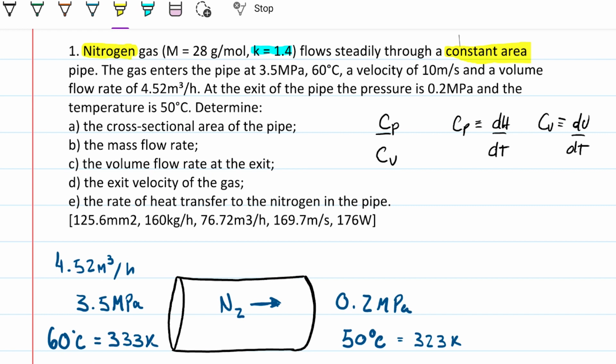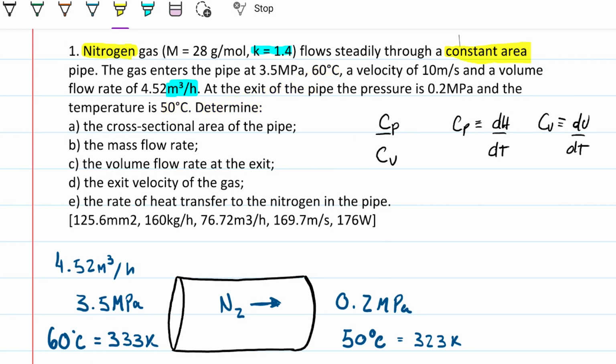The gas enters the pipe at velocity, volume flow rate. Another thing to be aware of, this is a strange unit, right? So whenever we see something off, this is per hour, not per second. I recommend you marking it down because it's easy to forget about it and it comes back to bite you later. At the exit of the pipe, pressure is given and temperature is 50. Okay, so note that we're going from 60 to 50, right? We're decreasing the temperature, and I'll call your attention in a second why that's relevant.